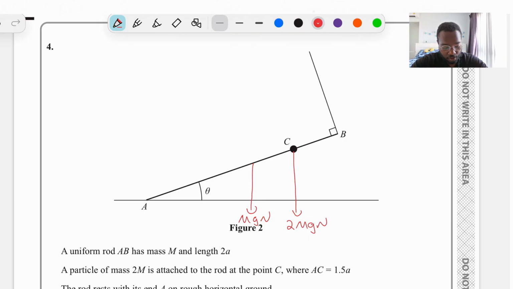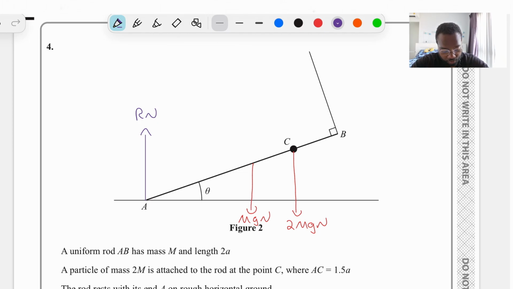Okay, so we're told that we are on rough horizontal ground. Therefore, we're going to have a normal reaction to the ground as well. That would always be there. Let's call that R newtons. Okay, so that's R newtons. And we also know that because it's rough horizontal ground, we have friction.